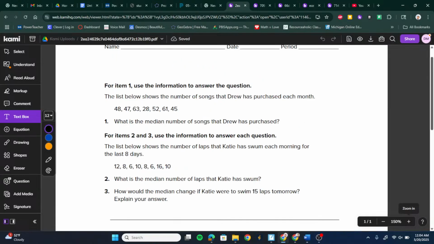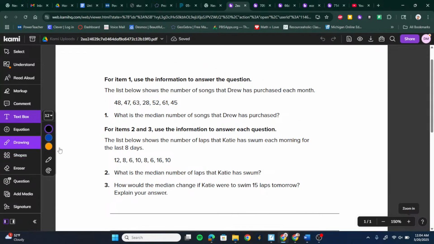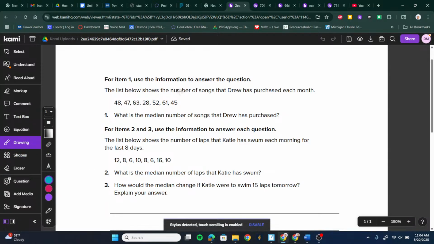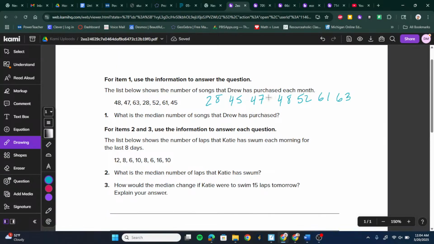So we have some medium problems. The list below shows the number of songs that Drew has purchased each month. So you need to put these numbers in order: 28, 40, 47, 40, 52, 51, 60, and then we find the middle. Since there's 7 of them, the middle is 48. Median. Likewise, in the next problem, these numbers in order: 6, 6, 8, 10, 10, 16, and it says what's the median?